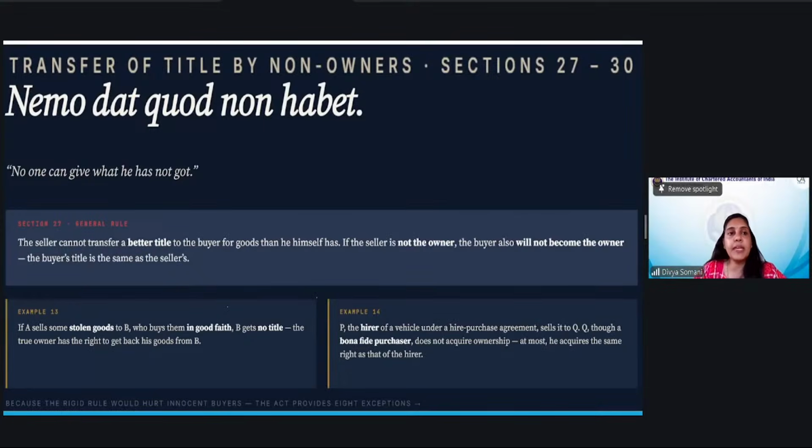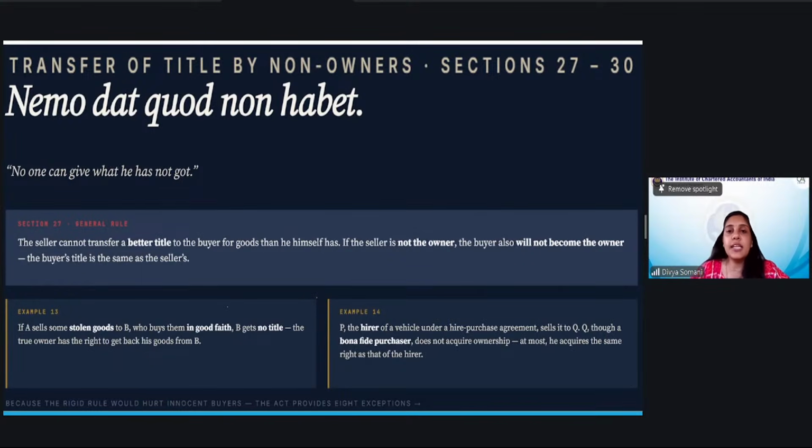Okay, next topic is the transfer of title by non-owners. From section 27 till section 30, we will discuss the various circumstances wherein even a non-owner can transfer the title. A non-owner can also transfer the ownership. This is the Latin term which you have to remember. This topic can be asked in two ways. Maybe a direct question wherein you will be given this particular Latin maxim and asked to elaborate. So you have to say that only the owner can pass on a better title to the other person. However, there are some exceptional cases also, and then you have to elaborate on them.